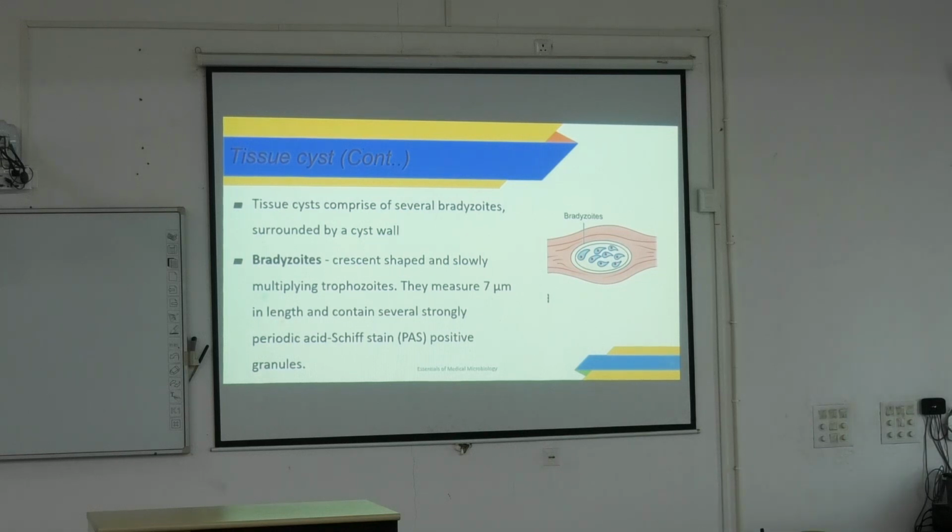মানে ব্লাডে আমার অ্যাক্টিভ ফর্মে থাকছে কে? ট্যাকিজয়েডস, তাই তো? সে গিয়ে লজ করলো আস্তে আস্তে ব্র্যাডিজয়েডস তৈরি করলো, নিয়ে রেস্টিং ফেজ মানে ক্রনিক ইনফেকশন বহুদিন ধরে রয়েছে, সেইখানে গিয়ে আস্তে আস্তে টিস্যু সিস্ট তৈরি করলো। They measure 7 micrometer in length, contain several strong PAS positive granules.